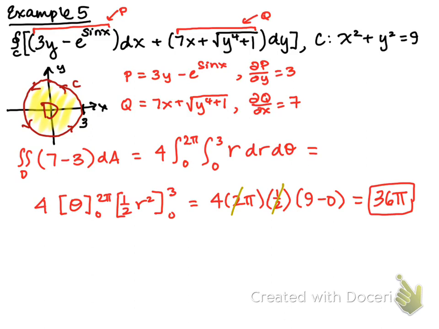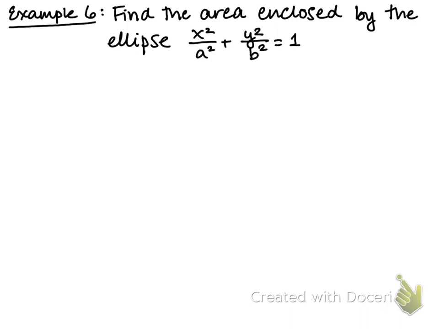Okay, last example. Find the area enclosed by the ellipse x squared over a squared plus y squared over b squared equals 1. Okay, so we're going to use one of the area formulas that I gave in example 2. I'll just use the average one. Doesn't really matter which one you use. They're all going to come out great.